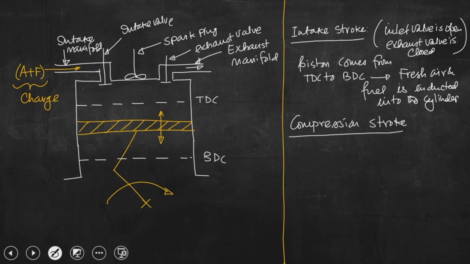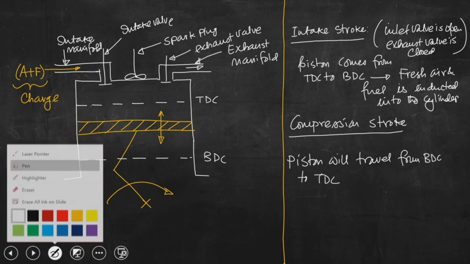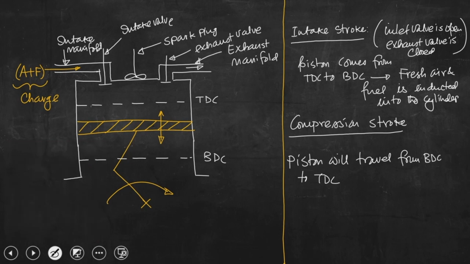Okay. So, this is the compression stroke. What we can see in the beginning of the compression stroke is that the piston is at BDC. So, naturally the piston will travel from BDC to TDC. Here, let me write that.